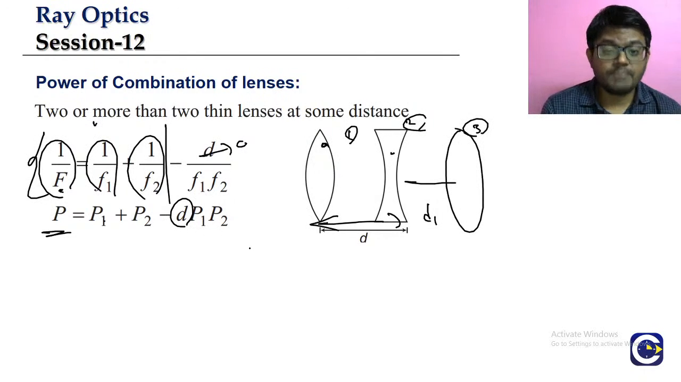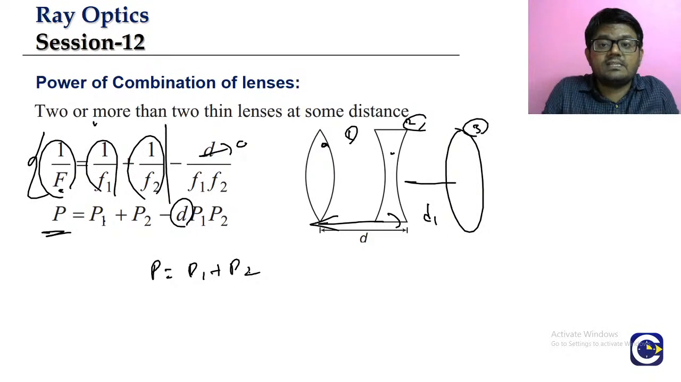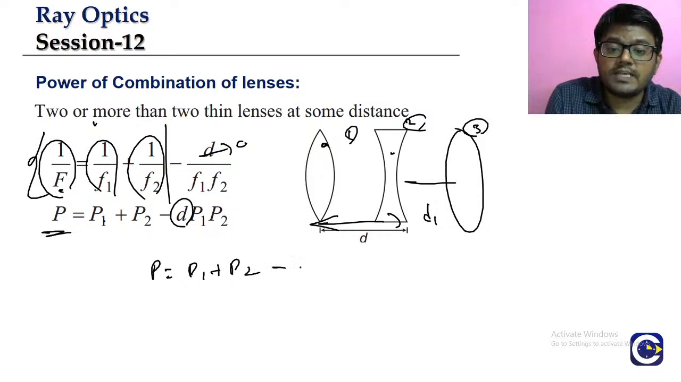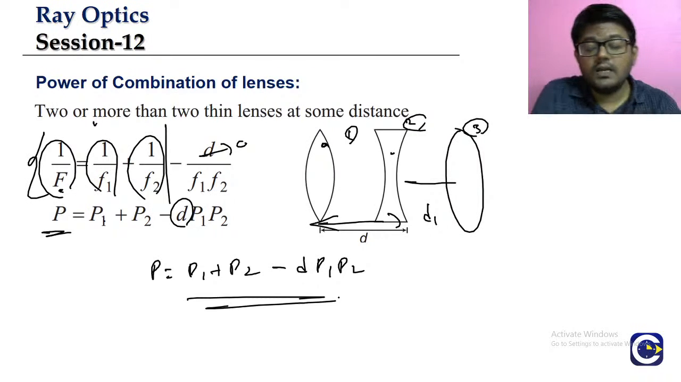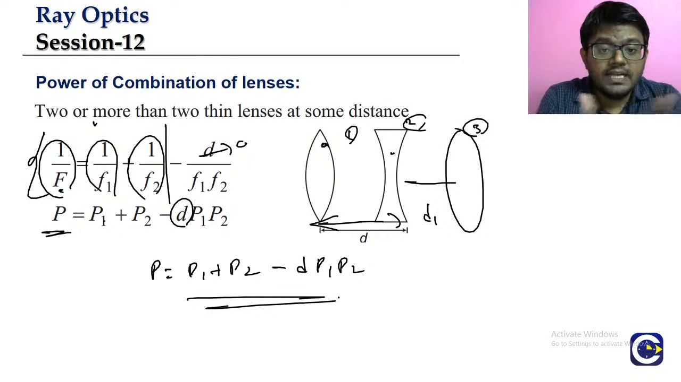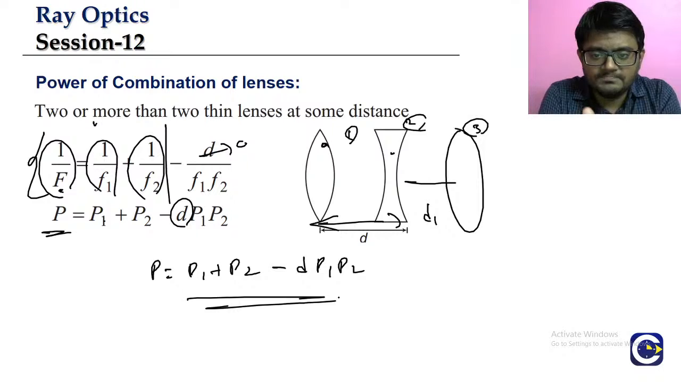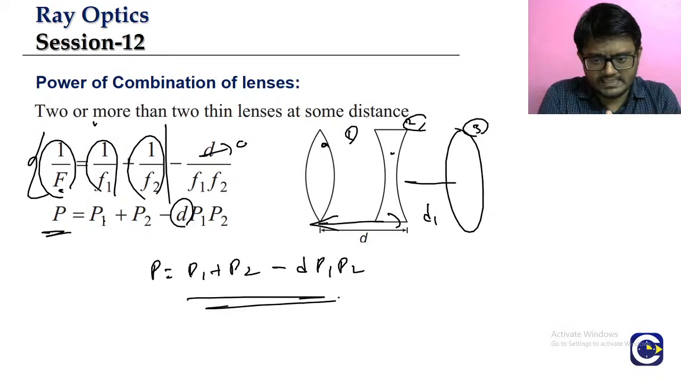What is the relation in terms of power? Previously we had P is equal to P1 plus P2 when we are keeping them together in contact. But here we have some distance between them, so the power is P1 plus P2 minus d into P1 P2. So this is about finding the effective focal length and the power of combination for lenses. The previous one is the general formula: we can have any number of lenses, and the power of the combination is P1 plus P2 plus P3 and so on when we keep them together. But this formula is only for two lenses.